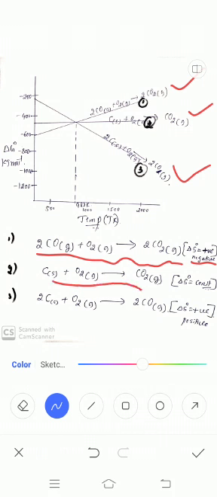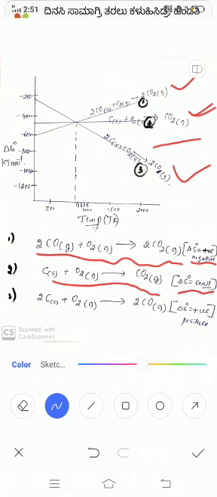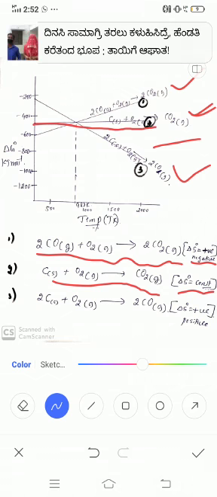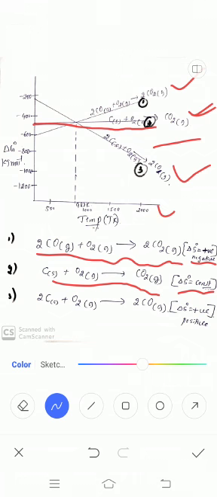Second one, you see that here delta S naught is constant. This equation I am talking about: solid carbon reacting with O2 gas, forming carbon dioxide gas. So delta S naught remains constant. If delta S naught remains constant, delta G naught also remains constant. That is why you see this line is parallel to the x-axis, that is temperature. So with increase in temperature, delta G naught remains constant.